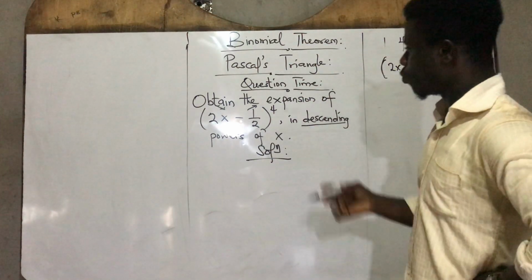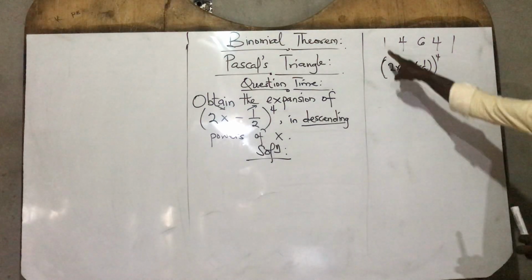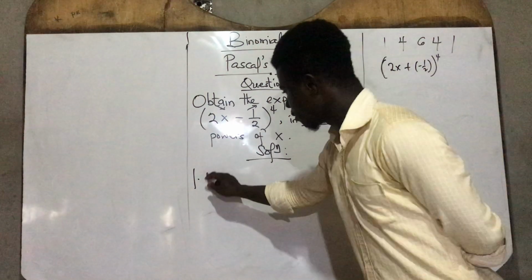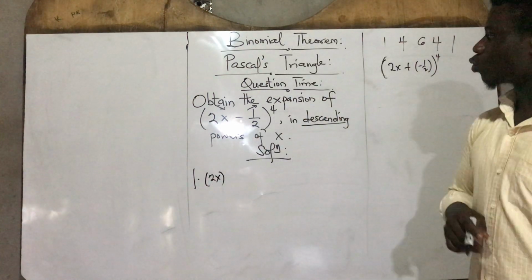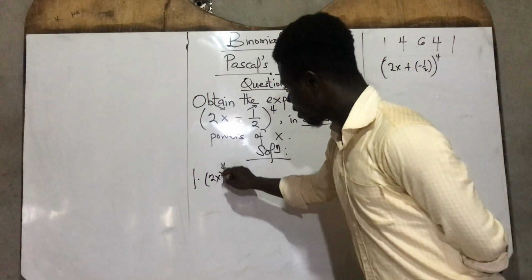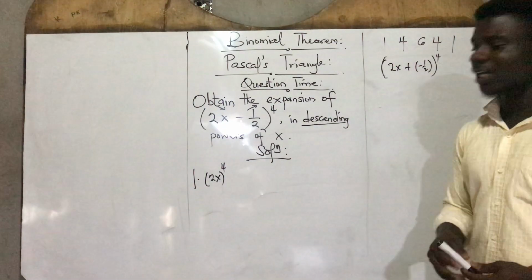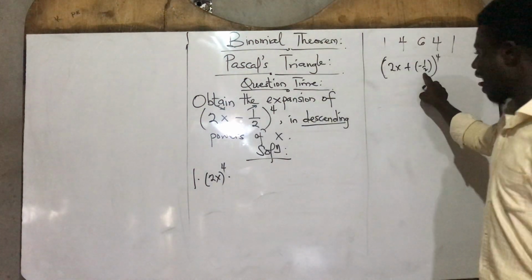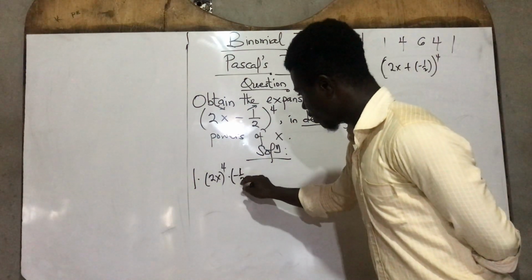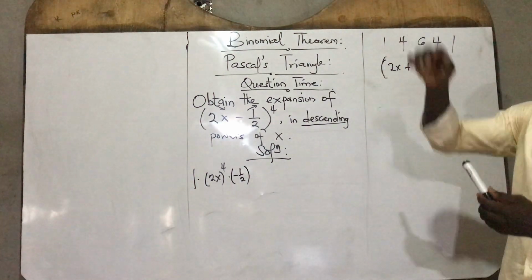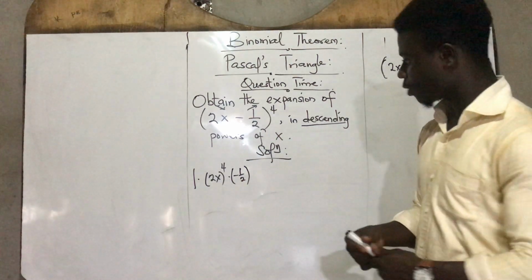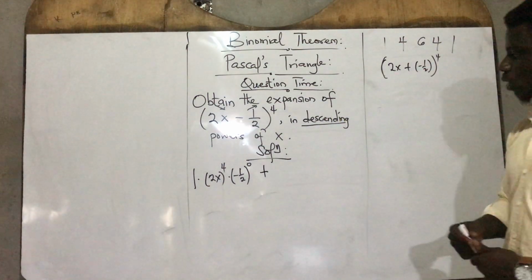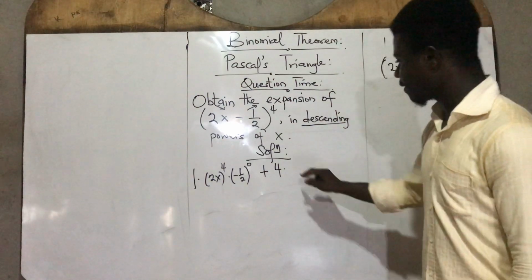Alright, so we want to expand that using the Pascal's triangle. We start with the first coefficient, which is 1. So 1 times 2x to the power 4, because if it is decreasing, it starts from the highest power. Then times minus half, which is increasing, but it starts from the smallest power, which is 0. Then plus, you move to the next coefficient, which is 4.